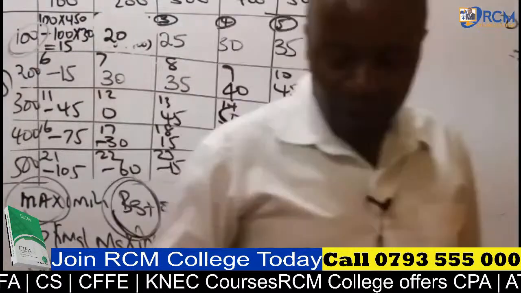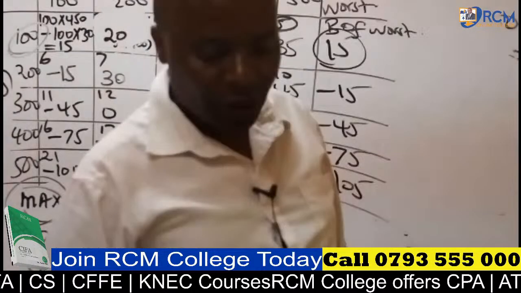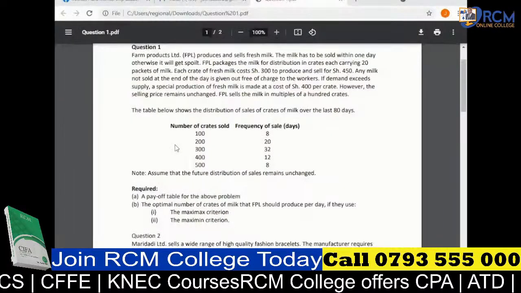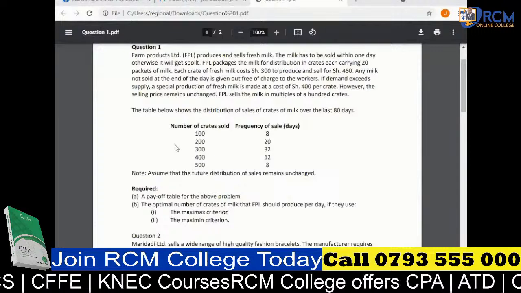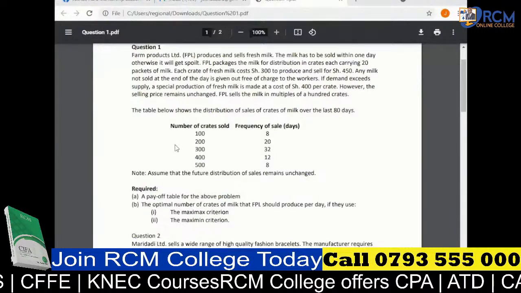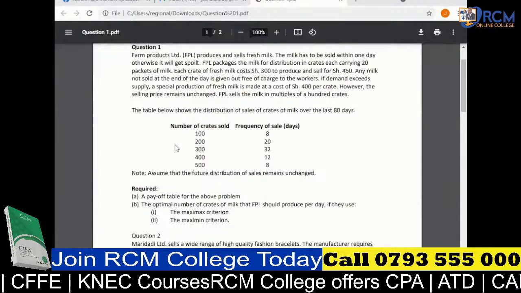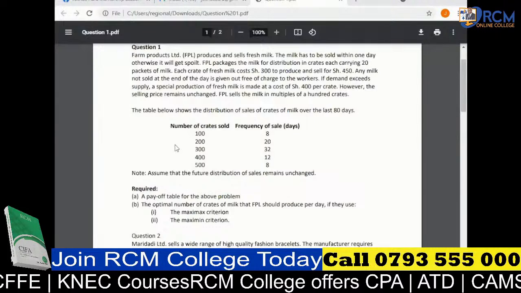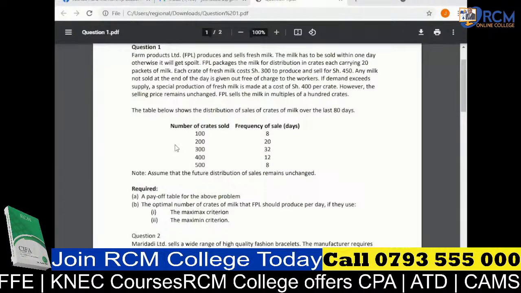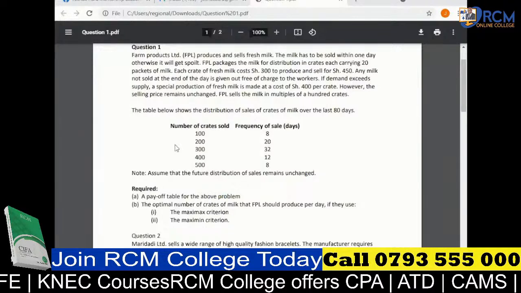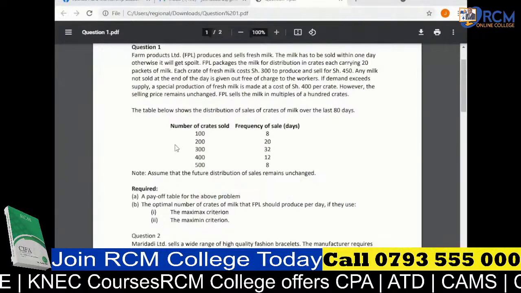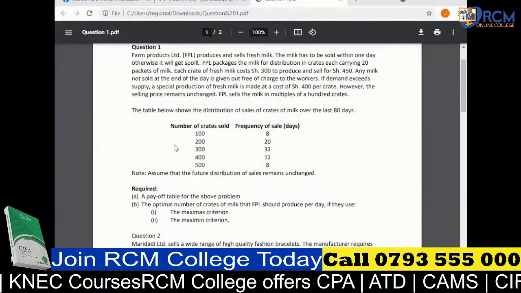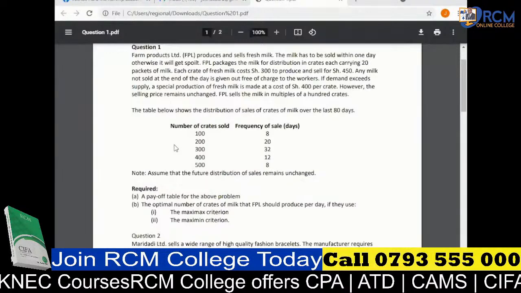From this question, is there anybody who can tell us what we should do to be able to get probabilities, just in case we had an examiner who wanted us to get expected monetary value? What do you think we would have done? Somebody talk to me.